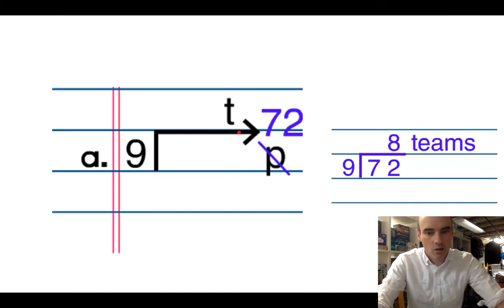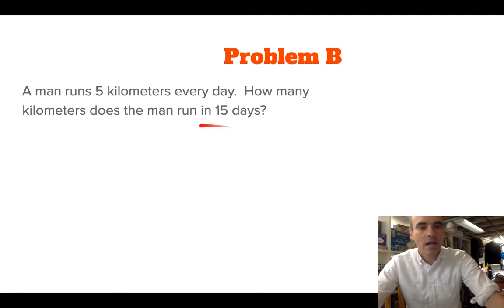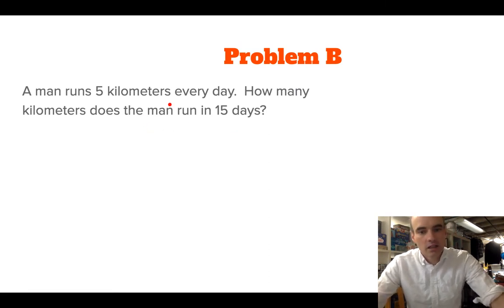All right, let's try another question. Here we go. A man runs 5 kilometers every day. How many kilometers does the man run in 15 days? So what's going to tell us it's a time sentence? Which one of these sentences tells us it's a time sentence?